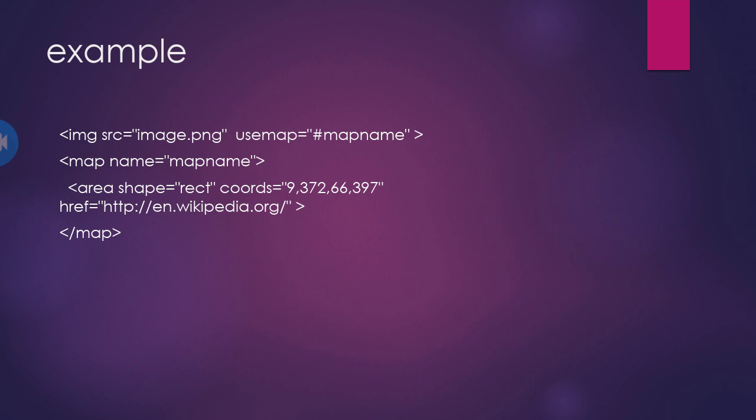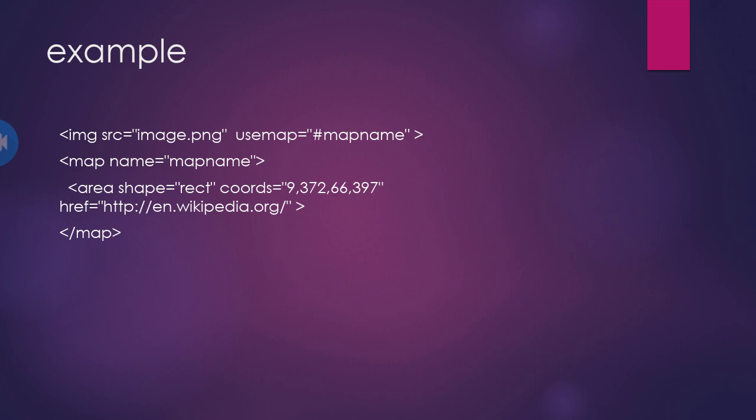Now in the first line, the second word is usemap. Usemap means you are using client-side image mapping. Usemap equals, in the double quotes, you have to give any name. The user can give any name according to your choice with a hash symbol. The hash is mandatory.